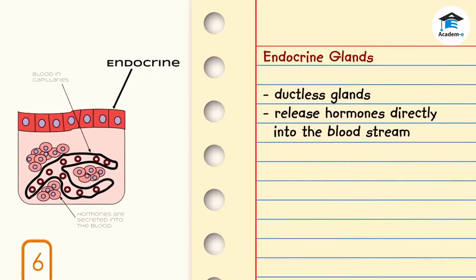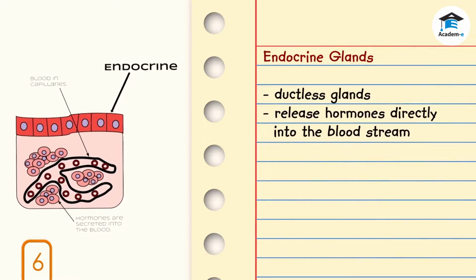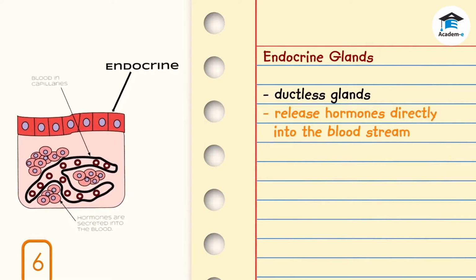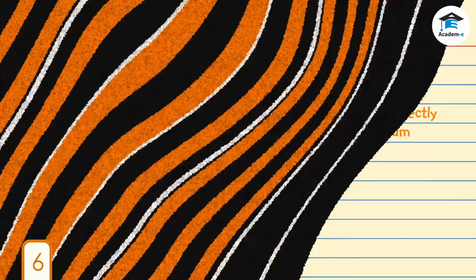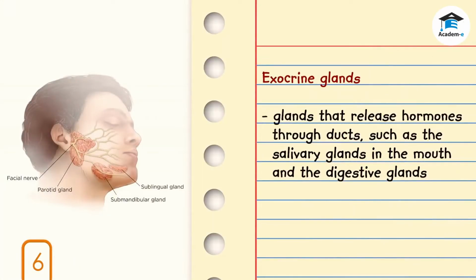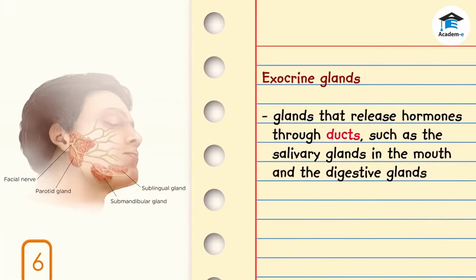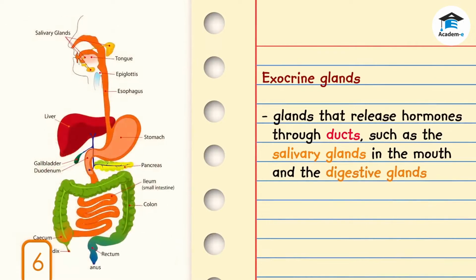Glands can be endocrine or exocrine glands. Endocrine glands are ductless glands. They release hormones directly into the bloodstream. Exocrine glands are glands that release hormones through ducts, such as the salivary glands in the mouth and the digestive glands.